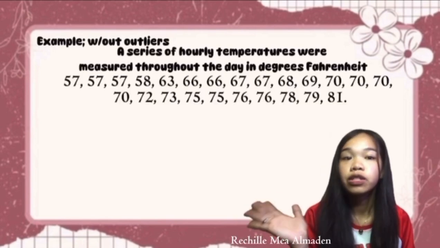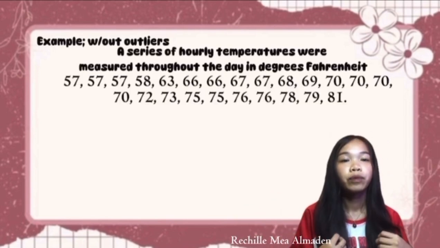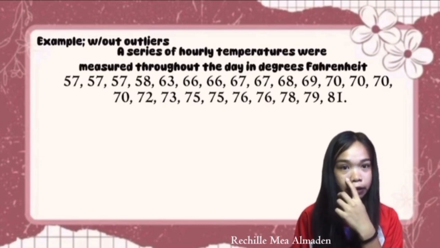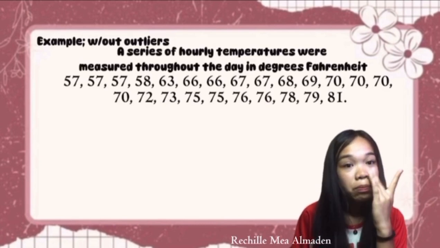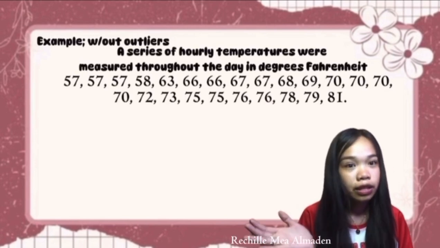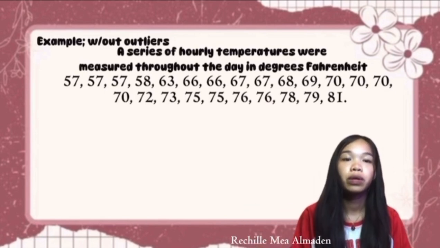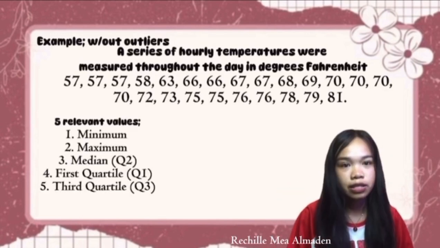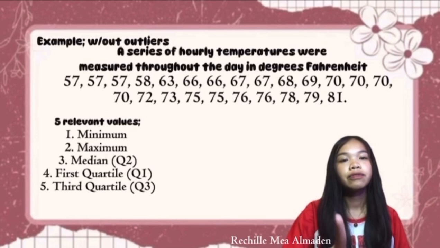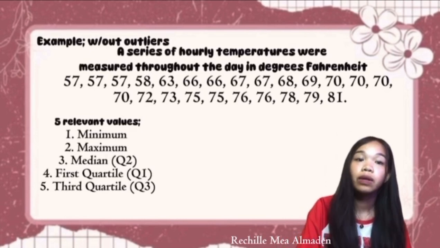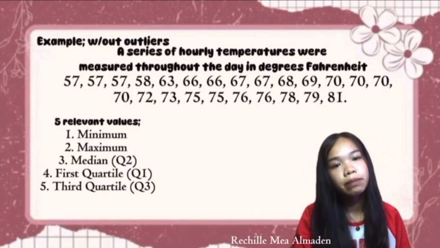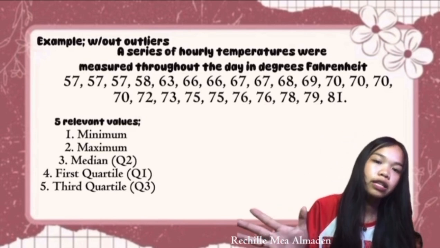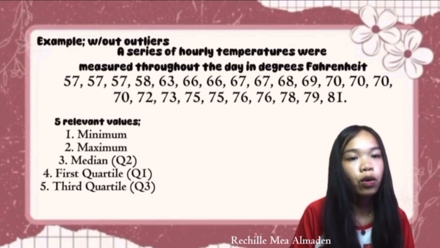Here's the data of a series of hourly temperatures measured throughout the day in degrees Fahrenheit. So a box plot of the data set can be generated by first calculating the 5 relevant values of this data set. So first is the minimum, the second one is the maximum, the third one is the median or the second quartile, the fourth one is the first quartile, and the last one is the third quartile.